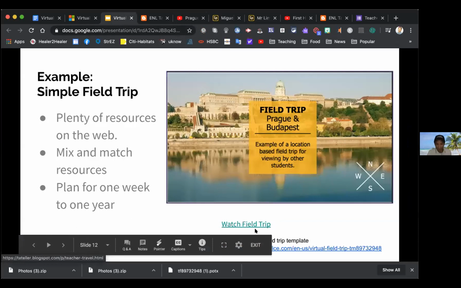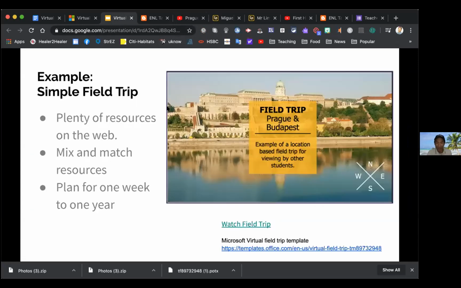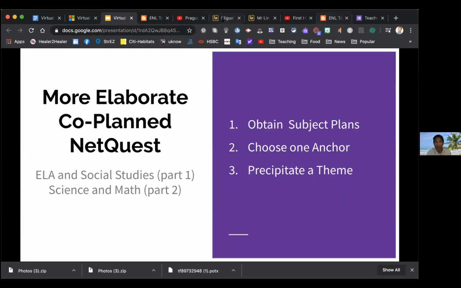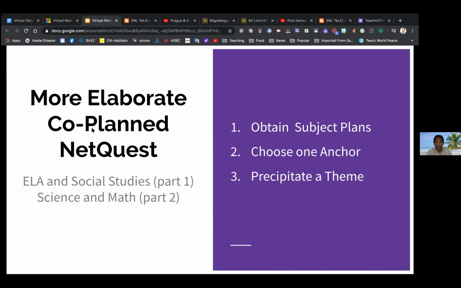But I'm sure you want to know a little bit more about the complexities of doing this, so I'm going to keep sharing. Let's see. All right. For a more elaborate co-planned NetQuest, you're going to have to solicit the help from your area teachers.